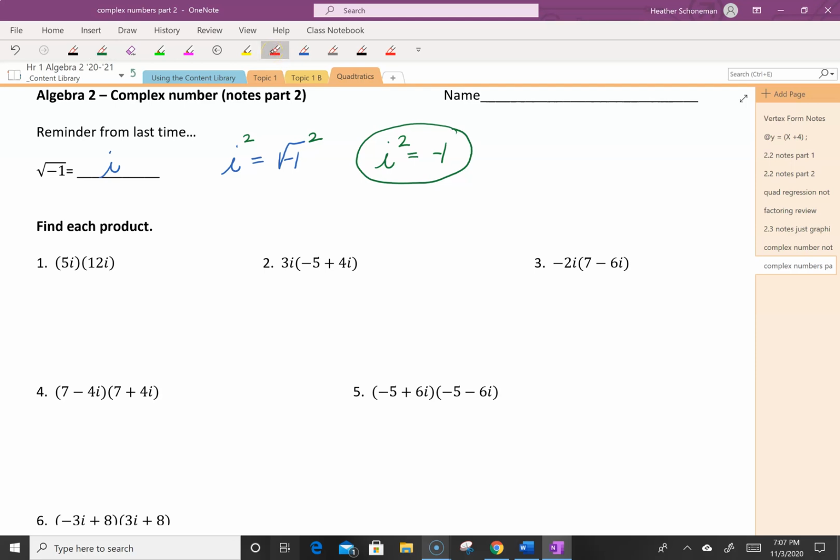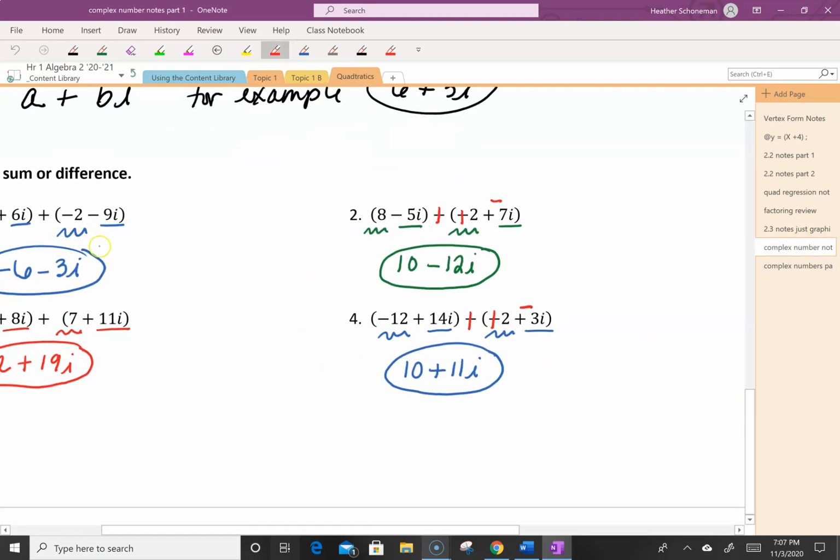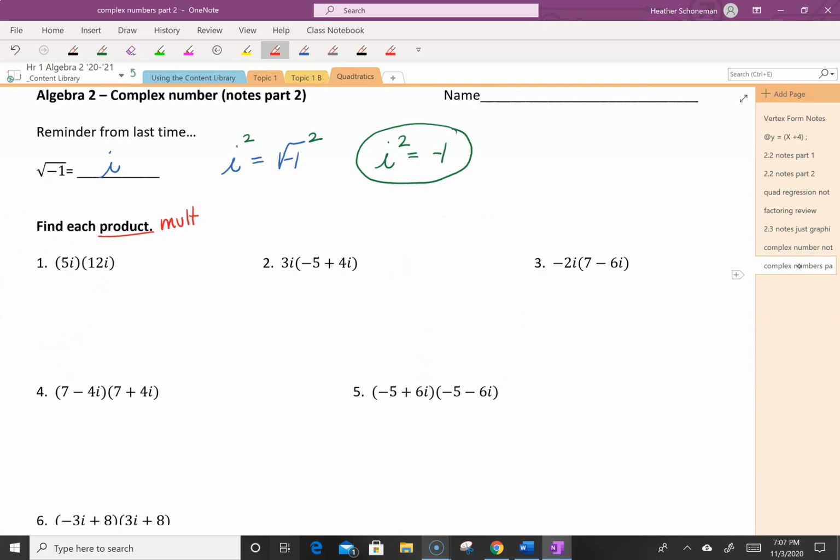For number 1, we need to find each product, which means that we're going to multiply. Notice that these numbers are right next to the parentheses, so that's how we know it's multiplying, or there's two parentheses touching, unlike what we did last time where there was pluses and minus inside the parentheses. Okay, so in this first one, 5 times 12 will give us 60. i times i is i squared, but i squared is -1, so this is really -1 times 60, which is -60.